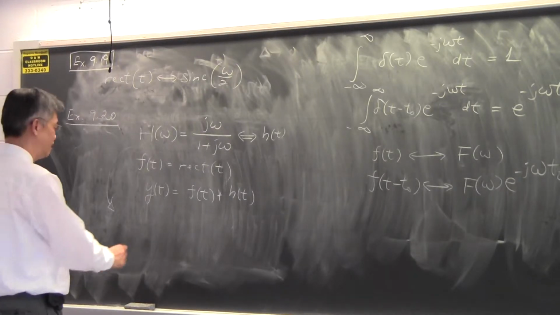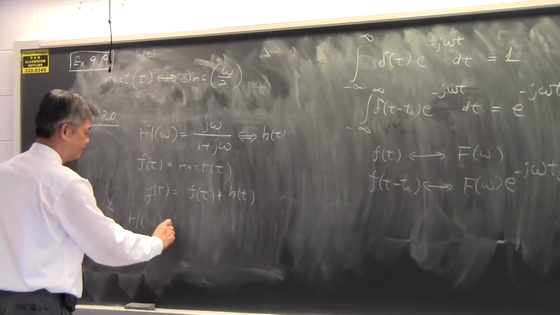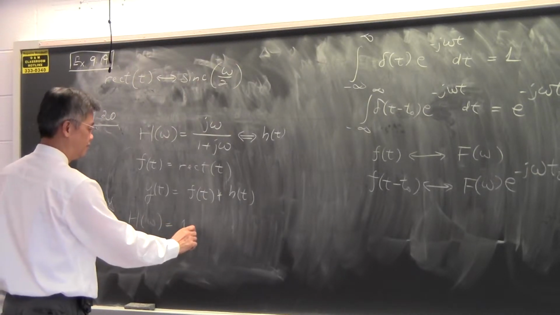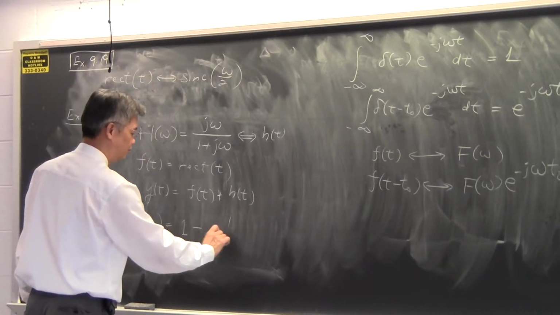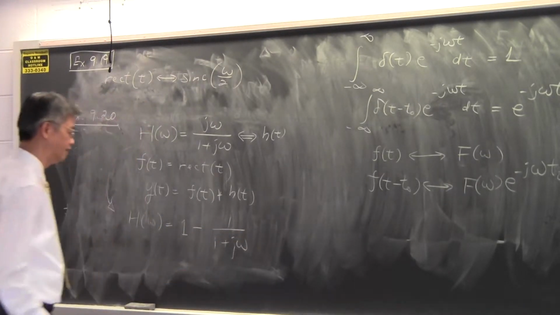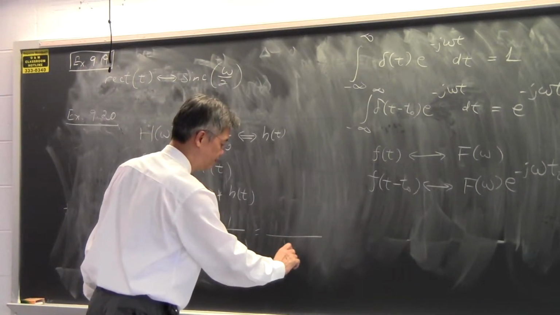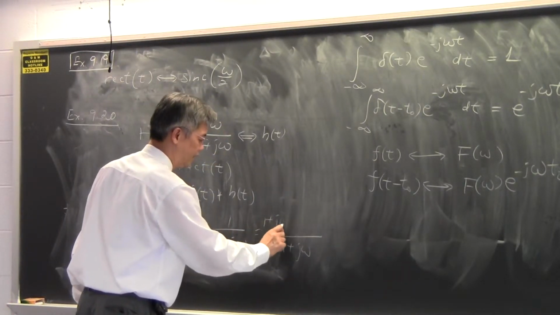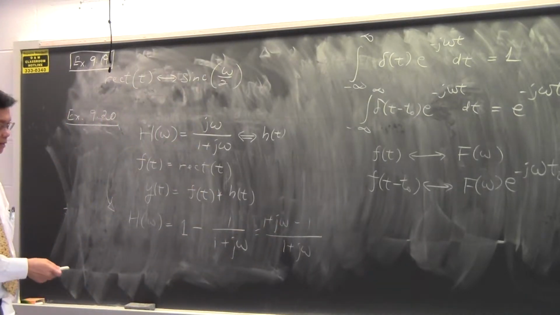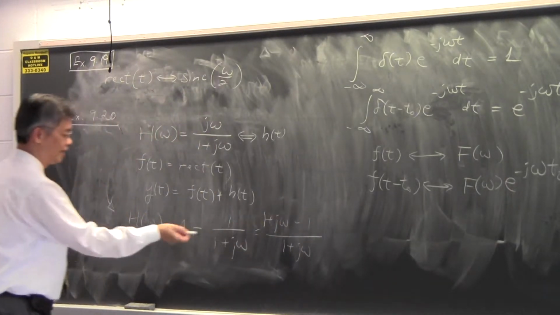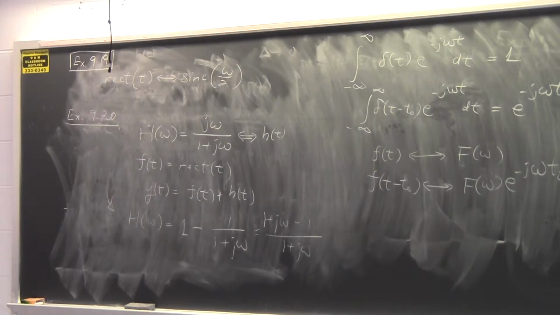Okay? So I can write H of omega as 1 minus 1 over 1 plus j omega. Is this right? Let me check. 1 minus 1, right? So if you bring it under the common denominator, the first term becomes that minus 1. You get back that, right? So I can write this as a sum of two terms. And both of the terms, each of them, are in your table lookup.